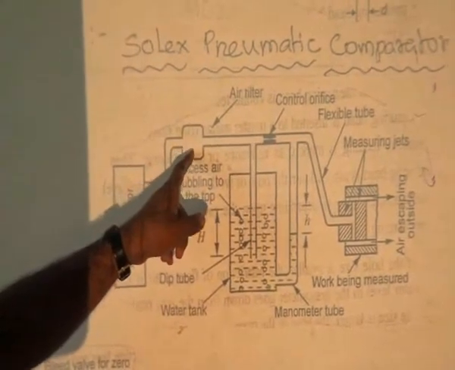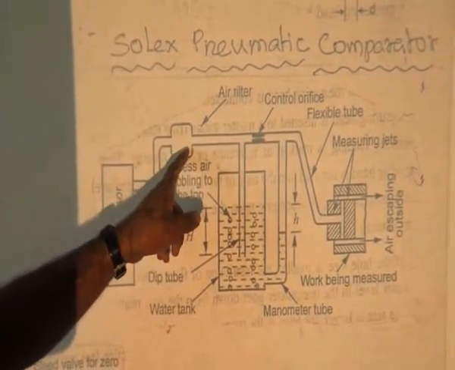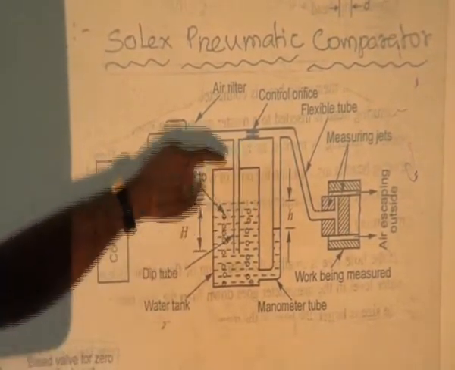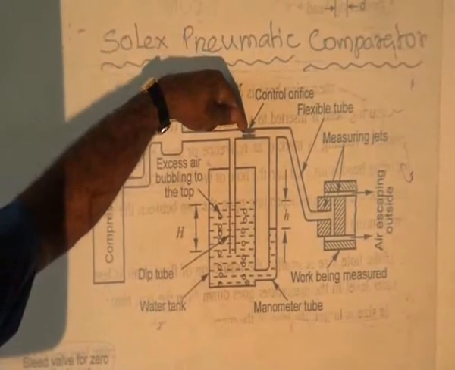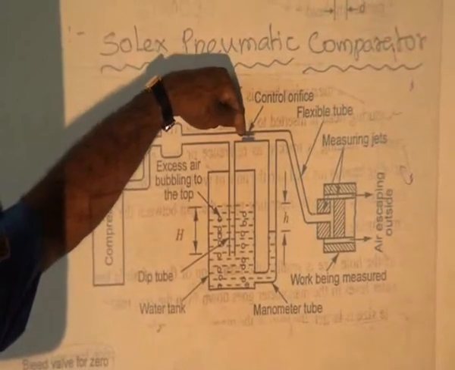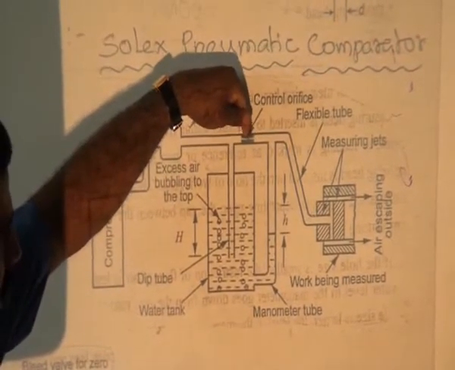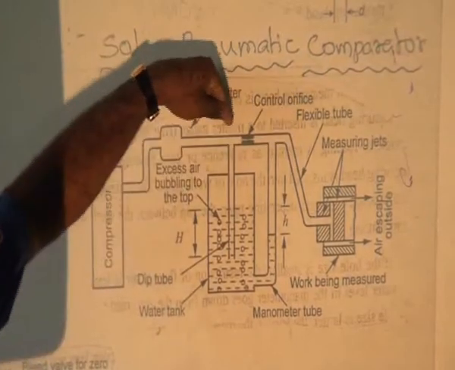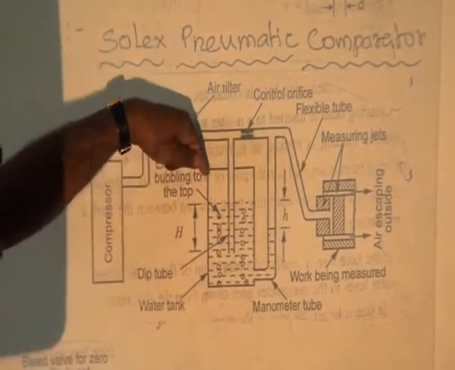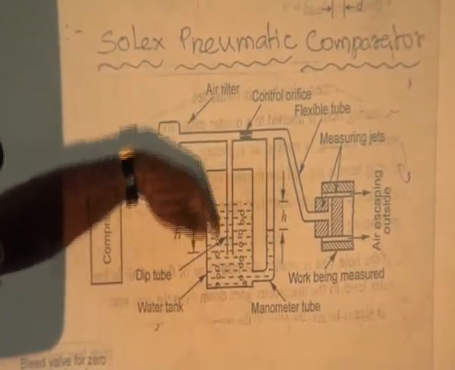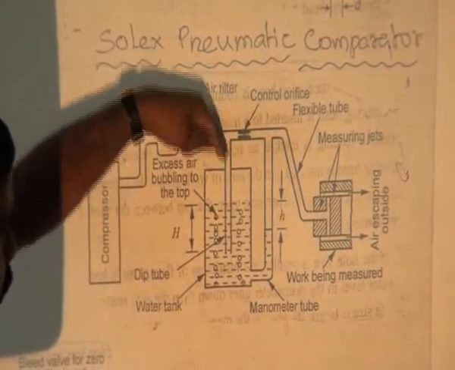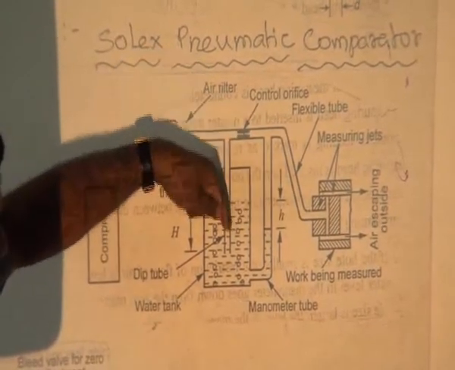Then the air is regulated, and uniform pressure air enters the control orifice. Here we are using one control orifice. The control orifice allows only the uniform pressurized air to go to the flexible tube, and the remaining air enters the dip tube, through the water tank. From the dip tube, the air will enter this one.